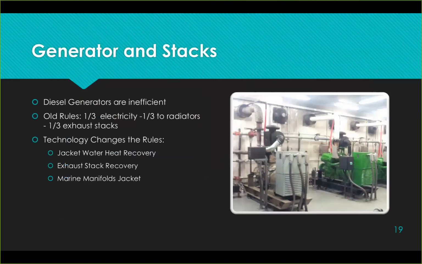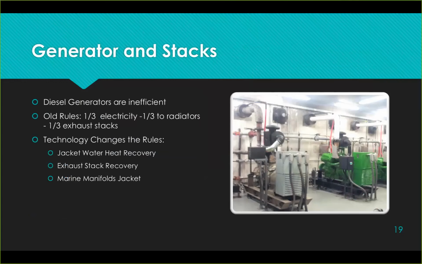So, generators and stacks. The one thing we know, diesel generators are inefficient. The old rule of technology was a third of the energy went to creating electricity, a third went to the radiators and out the building, and a third went up the stack. So diesel generators weren't efficient. But technology nowadays, we have the technology to change those rules.